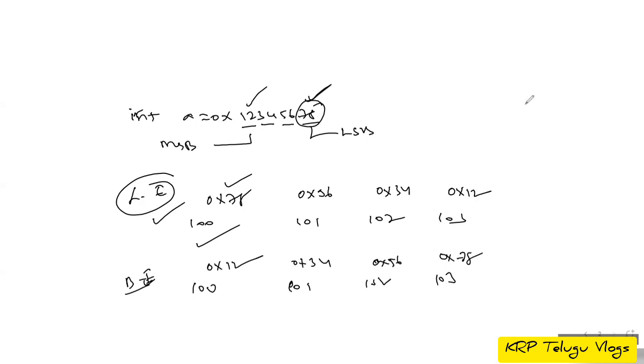So there are different types of microcontrollers. One is the little endian type, and one is the big endian type. In big endian, this is how the data will get stored. In little endian, this is how the data will get stored.